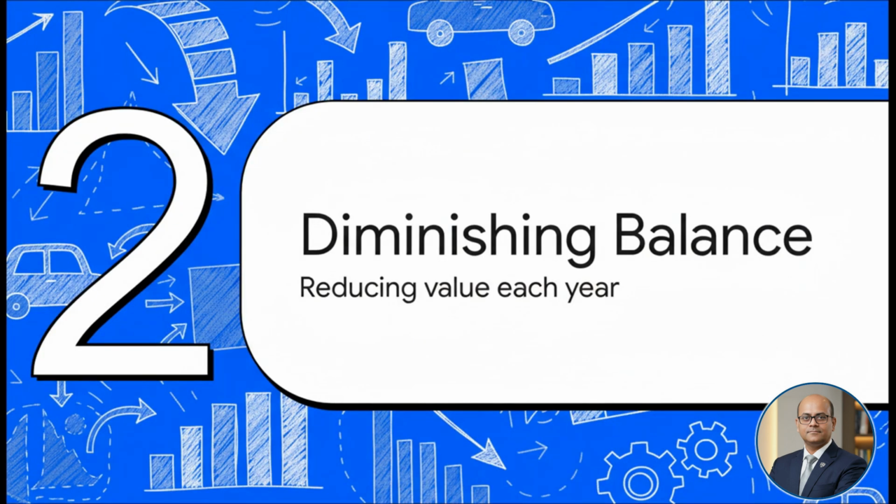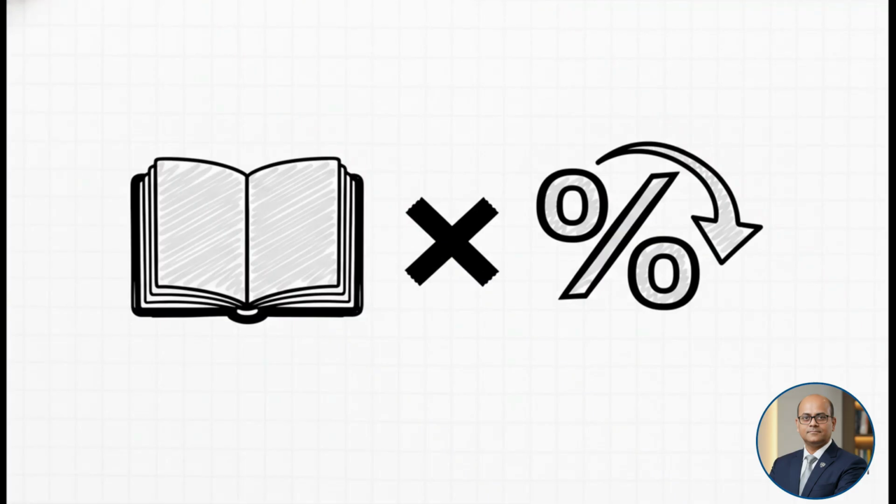Now, let's look at our second method. This is called the diminishing balance method. Unlike the first method, here the depreciation is not the same every year. It is calculated on the reduced value of the asset each year. The name itself, diminishing, gives us a clue. It means reducing. The formula here is also different.